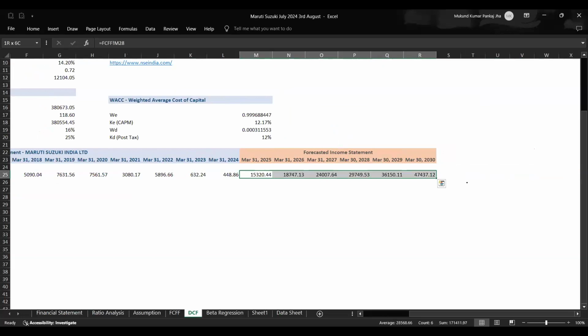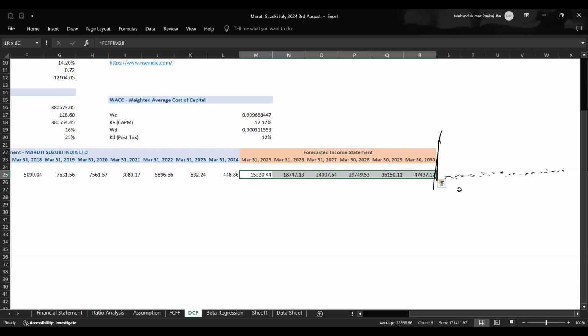But will Maruti Suzuki stop working after 2030? Do you feel that Maruti Suzuki is going to stop working after 2030? Everyone, please do reply. No, right? Company works on the principle of going concern. It means that the people would go, but the company would still keep on working. So this company is going to generate cash flows till perpetuity.